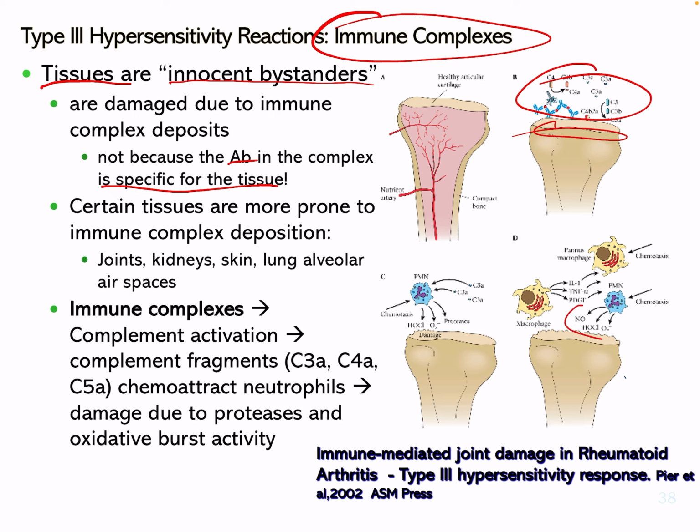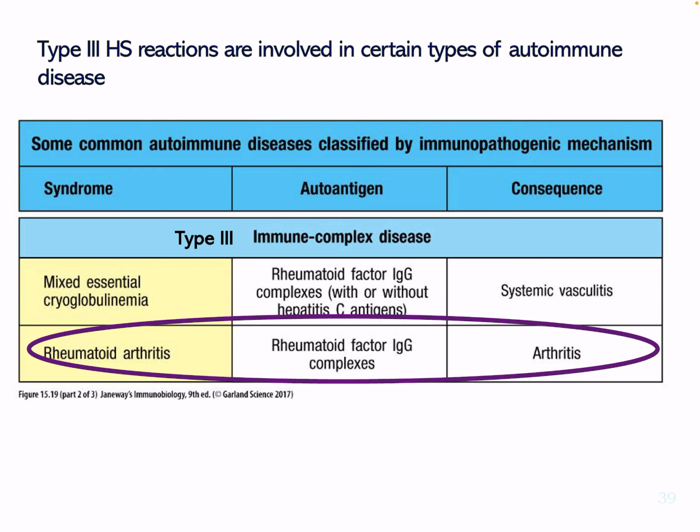So again, we have all these different things that are being released that can cause damage. Common sites that are prone to immune complex deposition include the joints, kidneys, skin, and lung alveolar air spaces. Again, these immune complexes result in complement activation, with complement fragments such as C3a, C4a, and C5a, which chemoattract neutrophils, and we have damage due to proteases and oxidative burst activity. One of the more serious type 3 hypersensitivity reactions is rheumatoid arthritis, where we have a rheumatoid factor for IgG complexes causing arthritis.